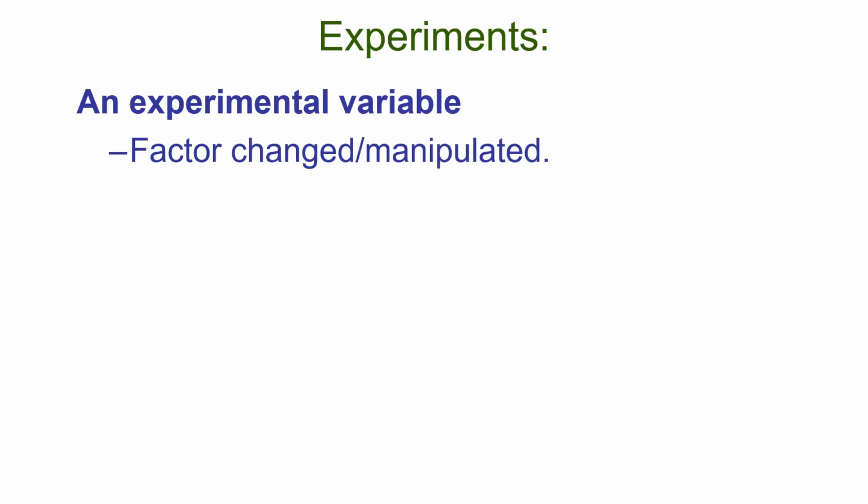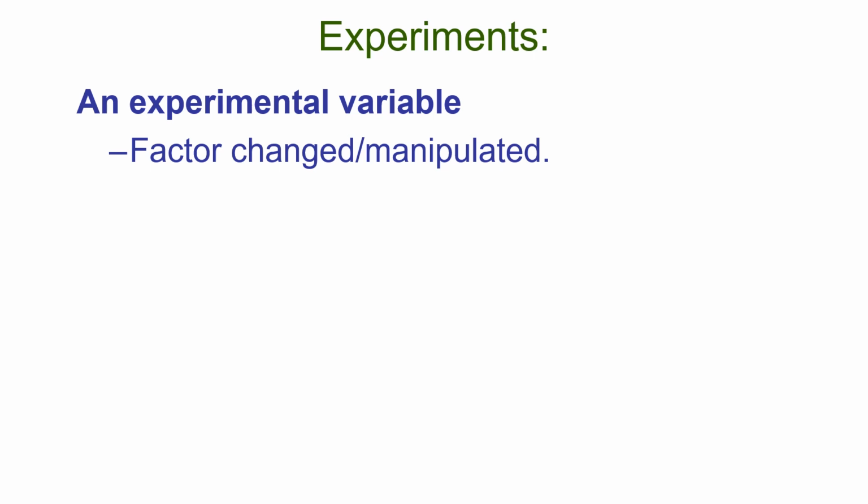Okay, so we're almost ready to look at some examples of experiments. Before we do, let's just talk about the parts of an experiment. So we always have an experimental variable. This is what we're changing. This is what we're manipulating.